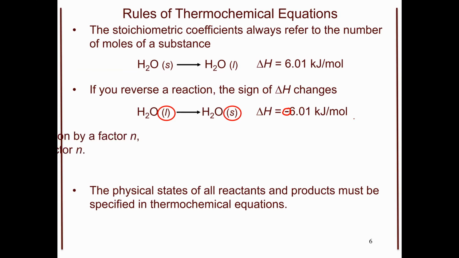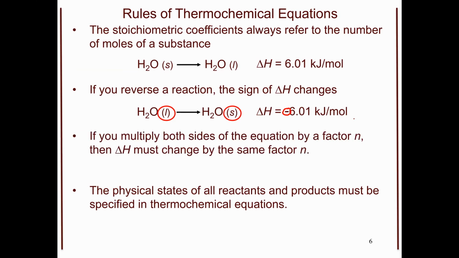So now, as you can see here, if you multiply both sides of an equation by a factor, typically a whole number integer, then you must multiply the delta H because you're running that reaction multiple times. So as you see here, I'm going to take 2 moles of ice and convert it to 2 moles of water. In this case, I am going to have to multiply my delta H by 2, so that way we can show that we are going to get twice as much energy. So whatever you do to the balanced chemical equation, you are expected to do that to the delta H.